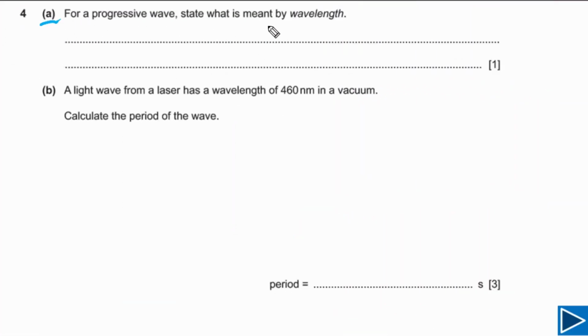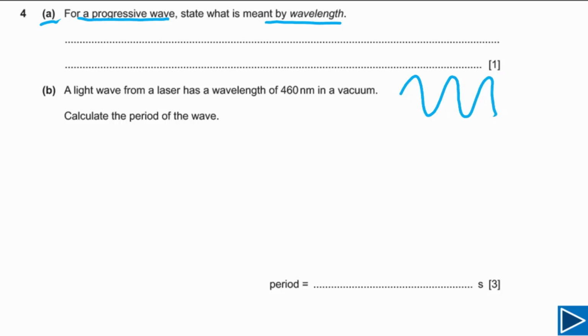For part A, we need to state what is meant by wavelength for a progressive wave. First of all, let's try to understand what a progressive wave is. A progressive wave is also called a traveling wave because these waves transfer energy in the direction of the wave. So that's the reason we call them progressive waves. Examples of progressive waves are transverse waves and longitudinal waves. Let's try to understand what is meant by wavelength with the example of a transverse wave. So this is an example of a transverse wave.